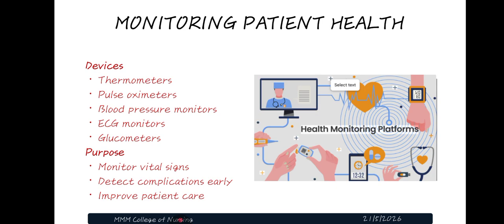Monitoring patient health. Devices are thermometer, pulse oximeters, blood pressure monitors, ECG monitors, glucometers. The purpose is to monitor the vital signs, detect complications early, improve the patient care. So the patient monitoring devices help nurses assess the patient condition continuously. For example, pulse oximeters measure oxygen level, while ECG monitors track heart activity. Early detection of abnormalities can save lives.